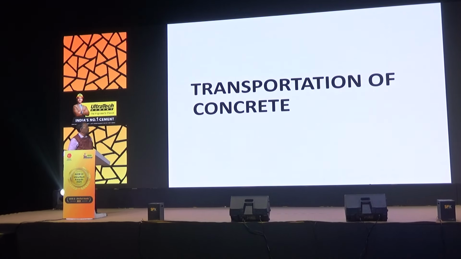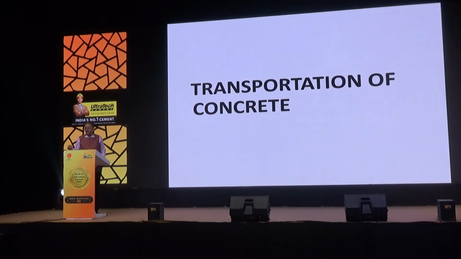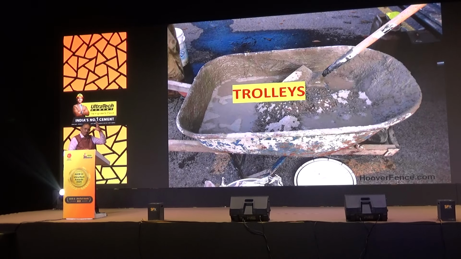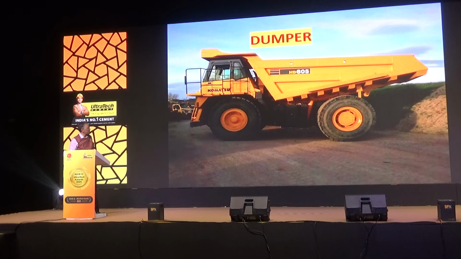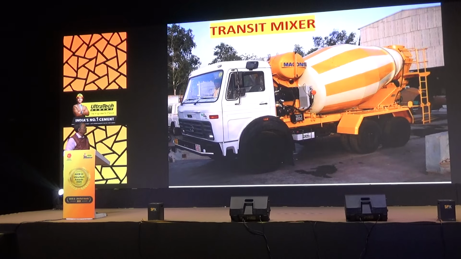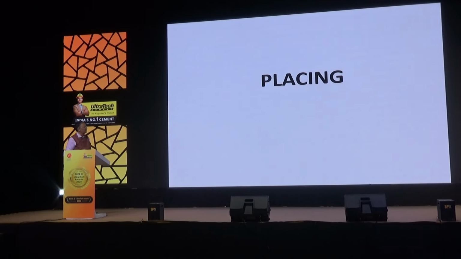And mobile batching plants, we all know, for convenient 4 cubic meters batching. And then transportation of concrete. Trolleys, first is head loads, transportation of cement and dumpers. And then we have tippers. We have the transit mixers, which is very common nowadays. And then we have placing, the next important thing.